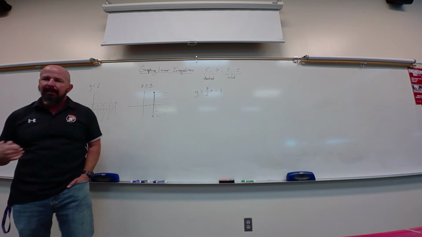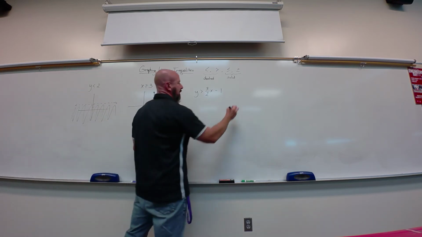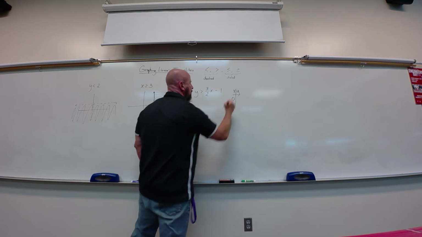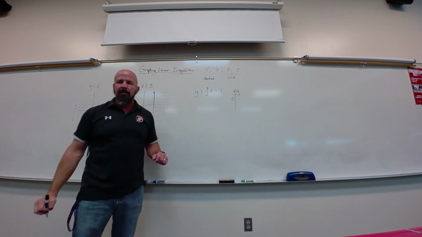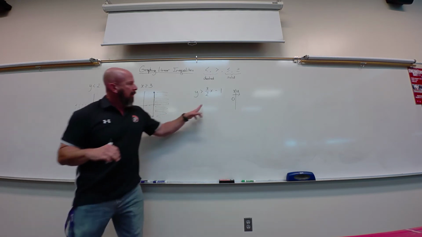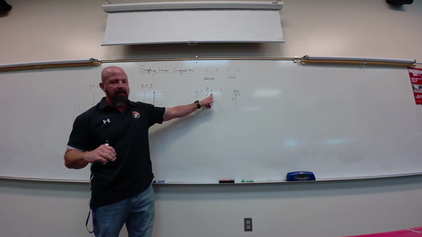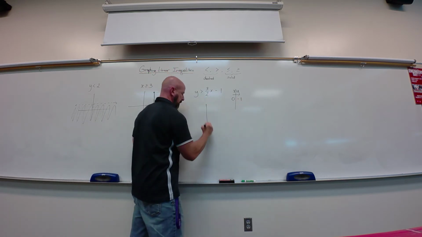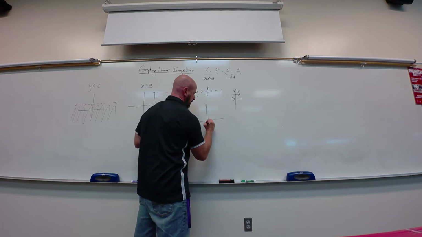So I'm doing the same thing I did previously in that I want to figure out what 2 points I'm going to use. Well, I'm going to substitute a 0 for x. Again, I'm trying to pick values that are easy for me. 3/2 times 0 is 0. Minus 1 is negative 1. So there's 1 point: 0, negative 1.